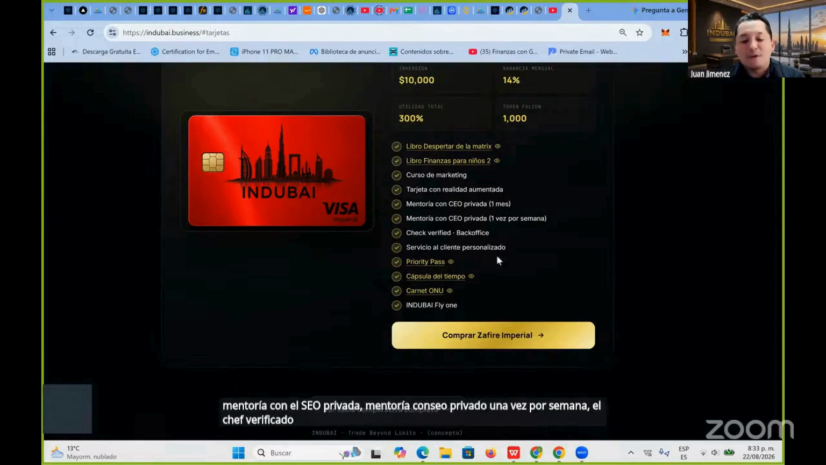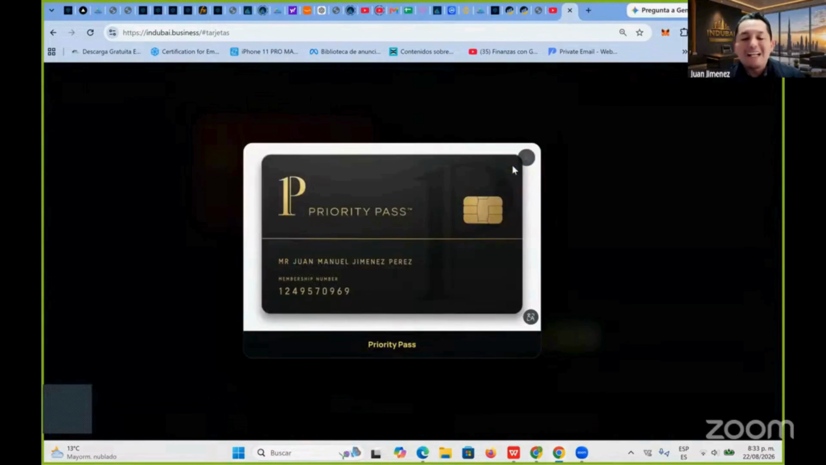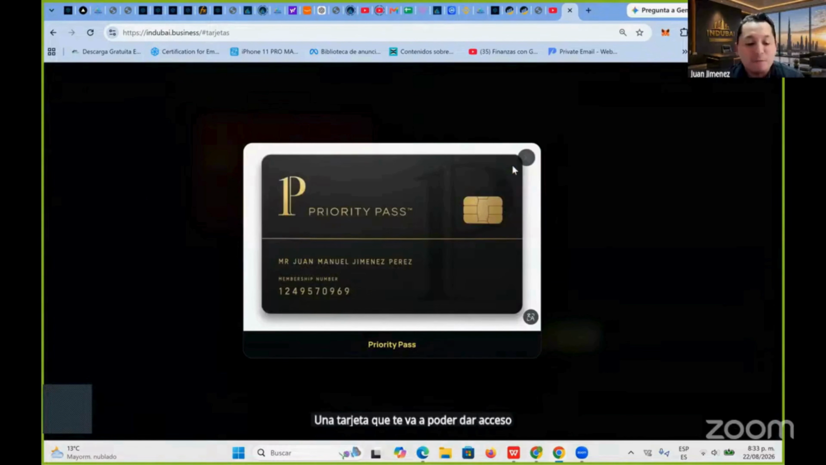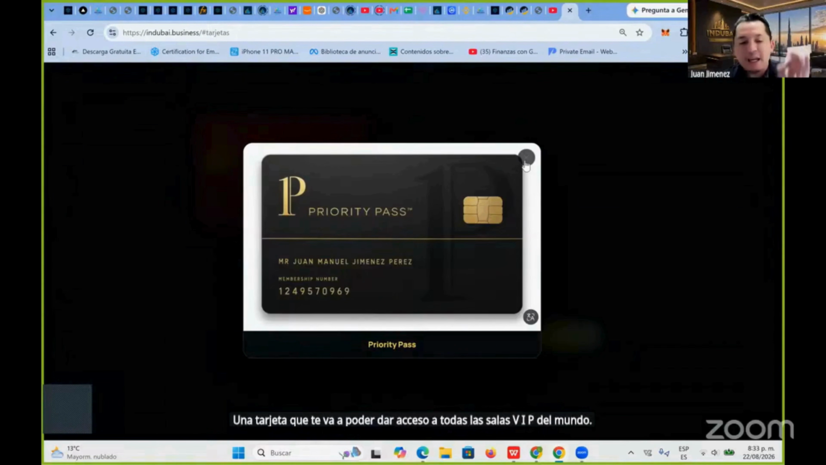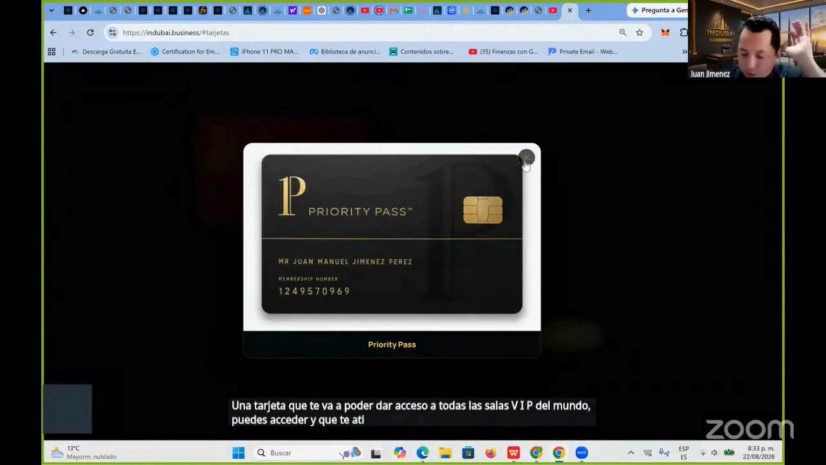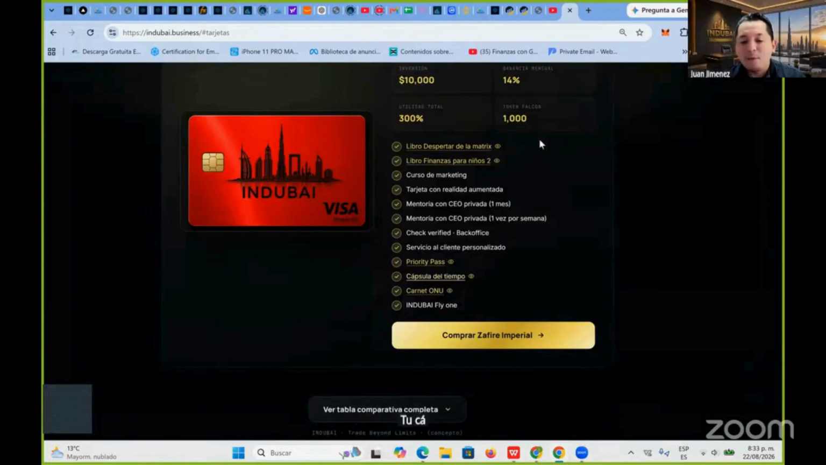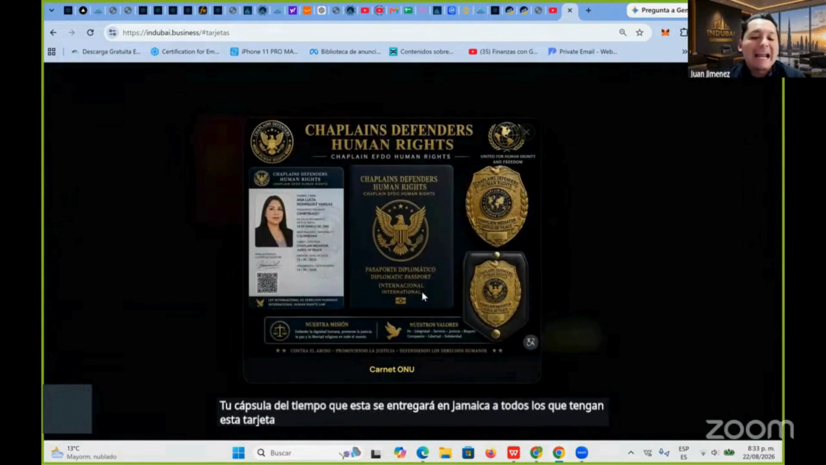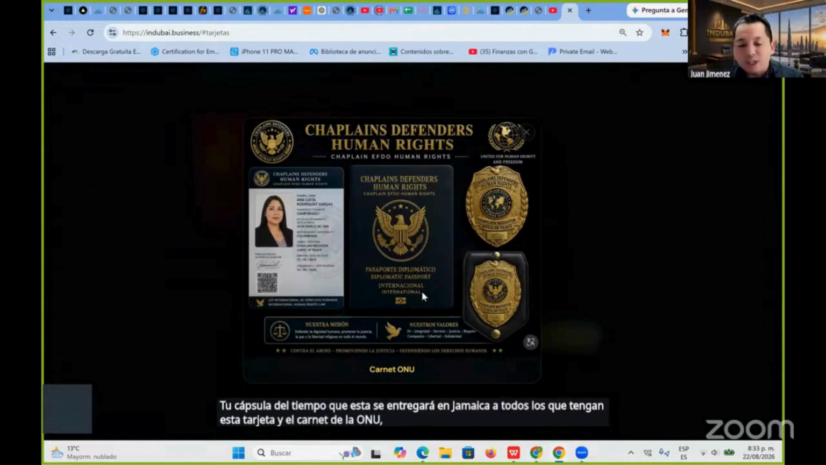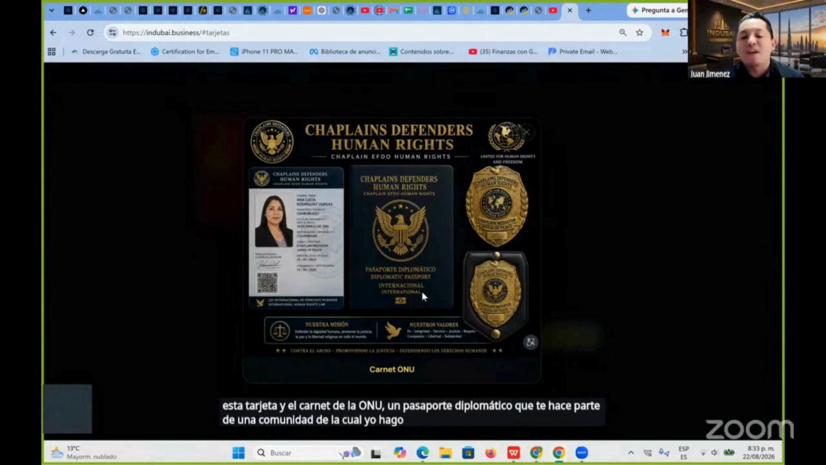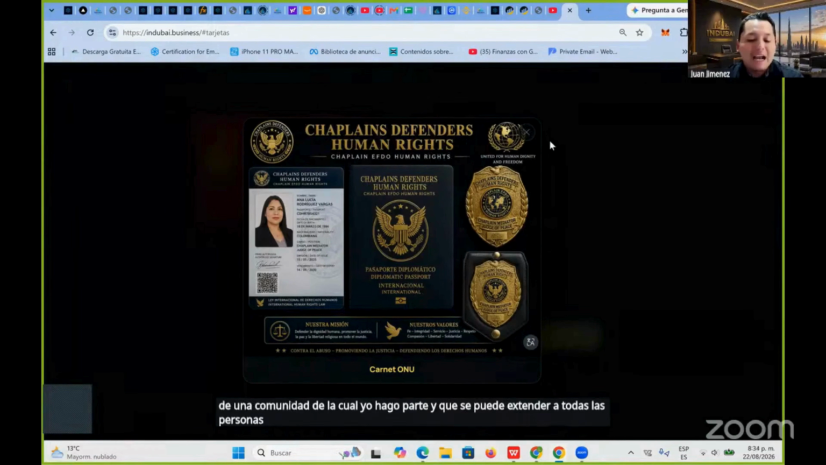the verified check for the back office, customer service, the priority pass, a card that will give you access to all the VIP lounges in the world. You can access it and be attended to when you go to an airport, so you can arrive with your card without any problem. Your time capsule, which will be delivered in Jamaica to everyone who has this card, and the UNID card, a diplomatic passport that makes you part of a community that I am a part of and that I can extend to everyone so they can be part of this group.